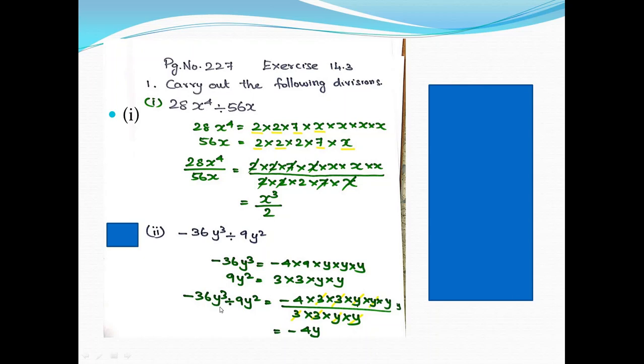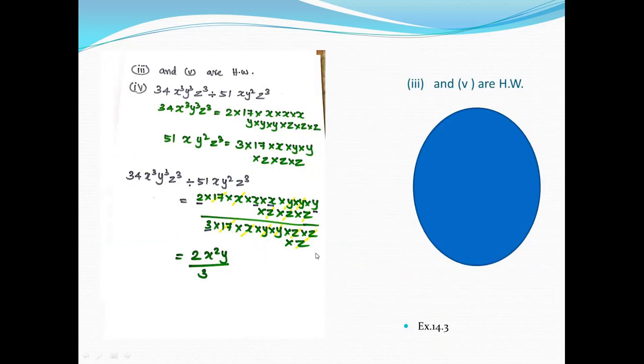The next step, minus 36y cube divided by 9y square can be written as minus 4 multiplied by 3 multiplied by 3 multiplied by y multiplied by y multiplied by y divided by 3 multiplied by 3 multiplied by y multiplied by y. Okay, now you can strike off 3 with the 3, and again another 3 with the 3. You can strike off this y and another y. The remaining factors are minus 4y. This will be the solution for the second one. Let us move to the next one.